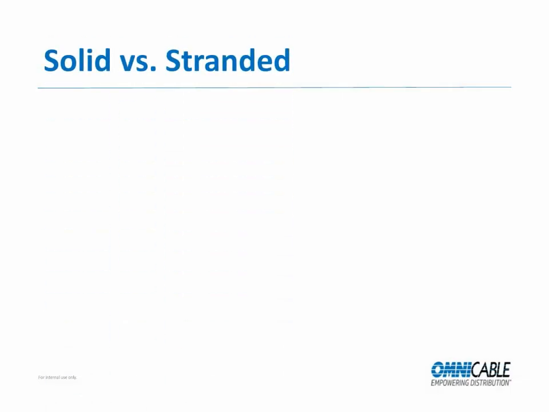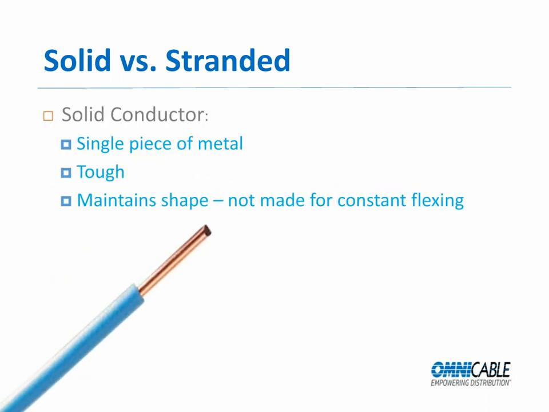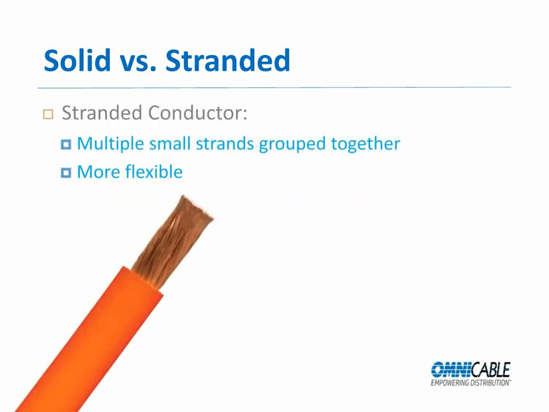What are the main differences between solid and stranded conductors? Solid conductors are constructed of one single piece of metal. It is tougher than a stranded conductor, but rigid and less flexible than a stranded conductor. Solid conductors are more likely to break if subjected to frequent flexing than stranded conductors. Stranded conductors are made of multiple small strands, which group together to make up a single conductor. It is more flexible than a solid conductor, but less durable.